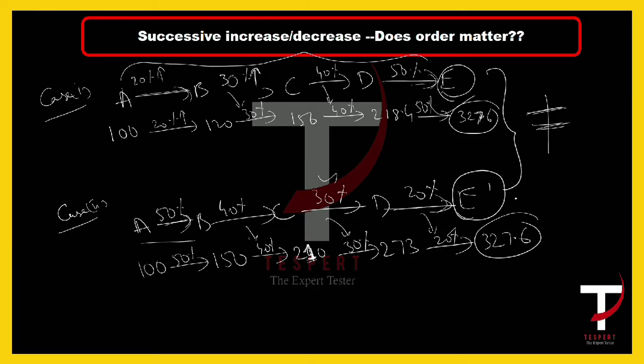See, what did you observe? E is 327.6 and E dash is also 327.6, right? So E and E dash are equal. So no matter how you juggle these percentages, the values remain constant. Okay, let's move on to the next slide.